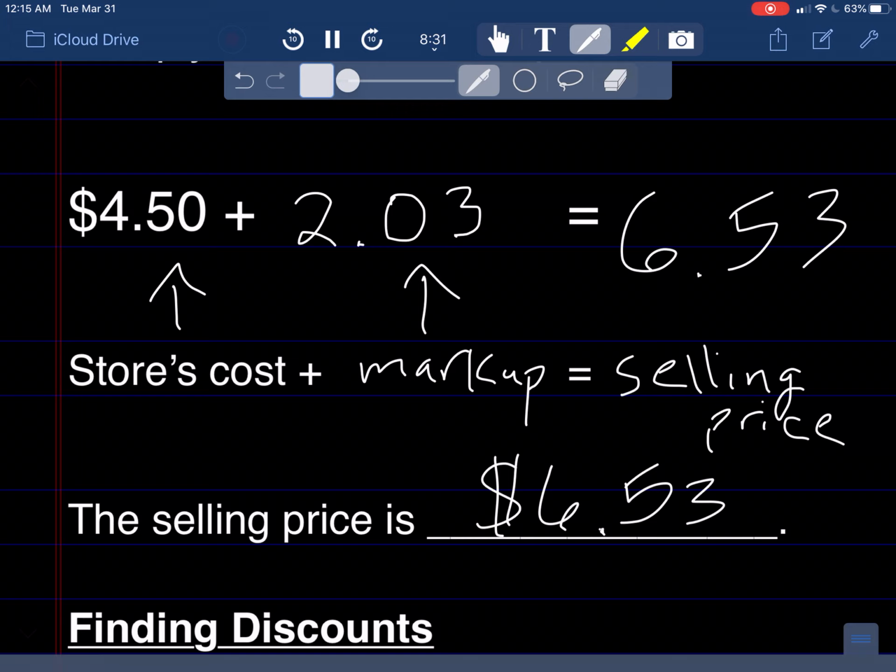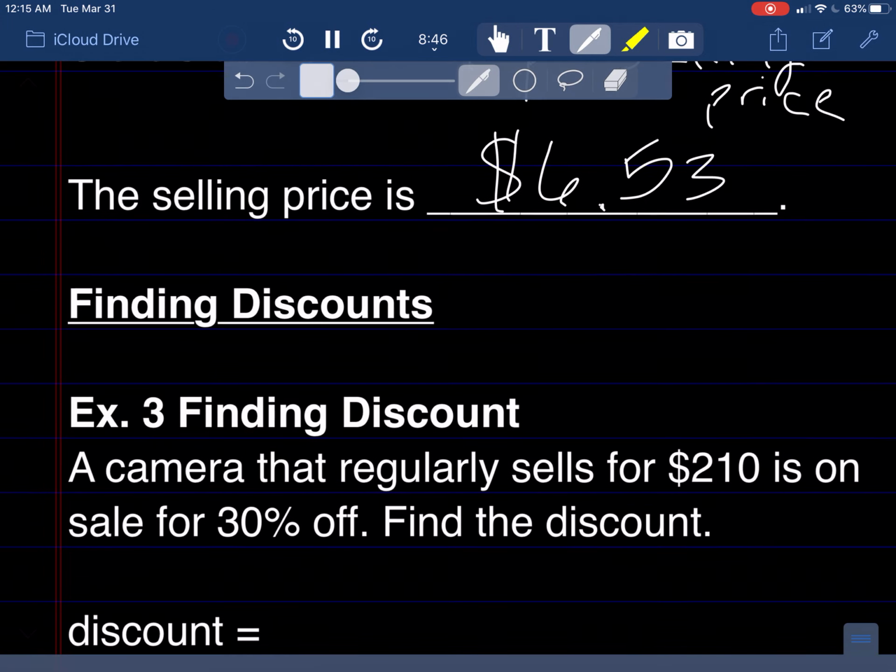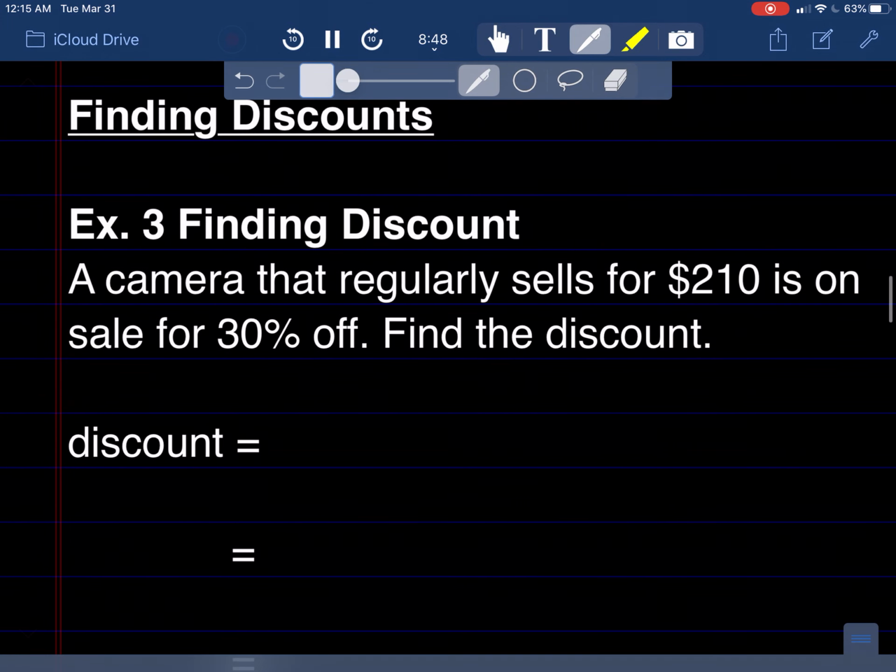So first we did the markup in that first problem, and then we were finding the selling price. So in order to find the selling price, we had to first do what we did in example 1, and then add another step for that one, okay? All right, now we're finding discounts. You'll notice this is similar to what we did in our last example in 6-8. We're just applying it to the real world, okay?